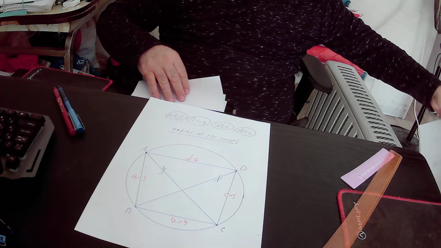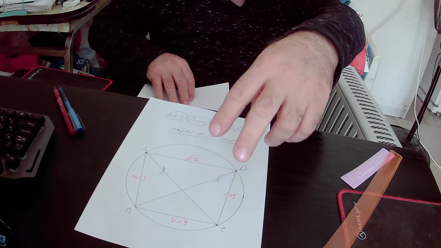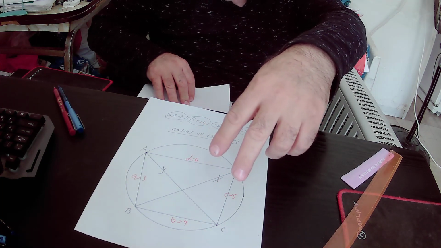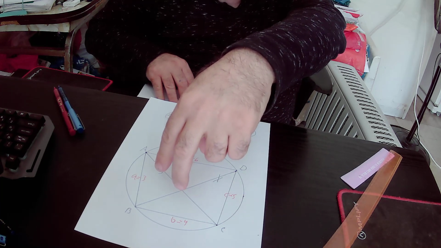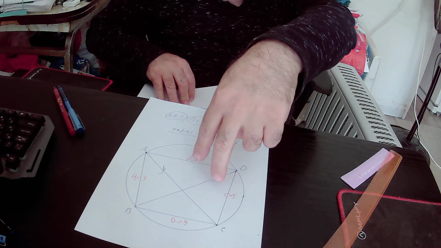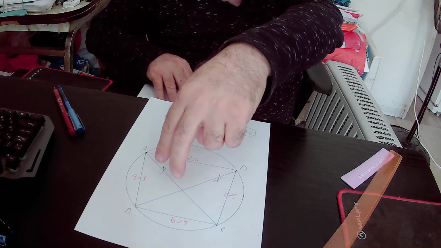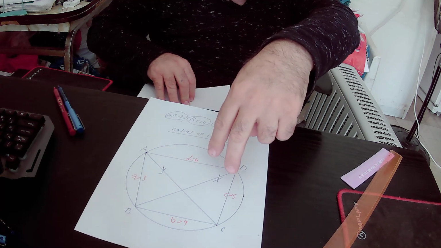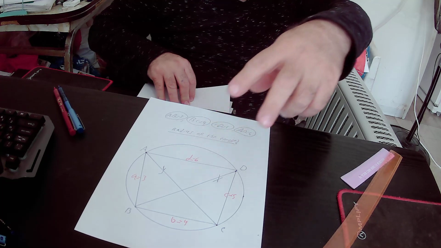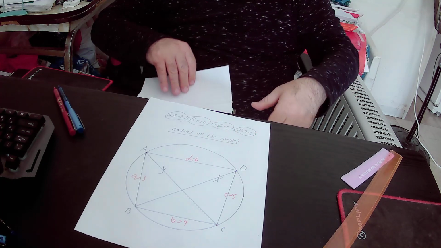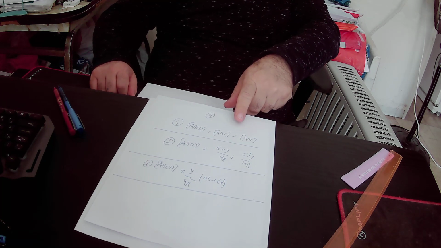And what is the area of quadrilateral ABCD? The area of quadrilateral ABCD equals the area of triangle ABC plus the area of triangle ADC, because quadrilateral ABCD consists of those two triangles, triangle ABC and triangle ADC. Therefore, the sum of the areas of the two triangles will be equal to the area of quadrilateral ABCD.